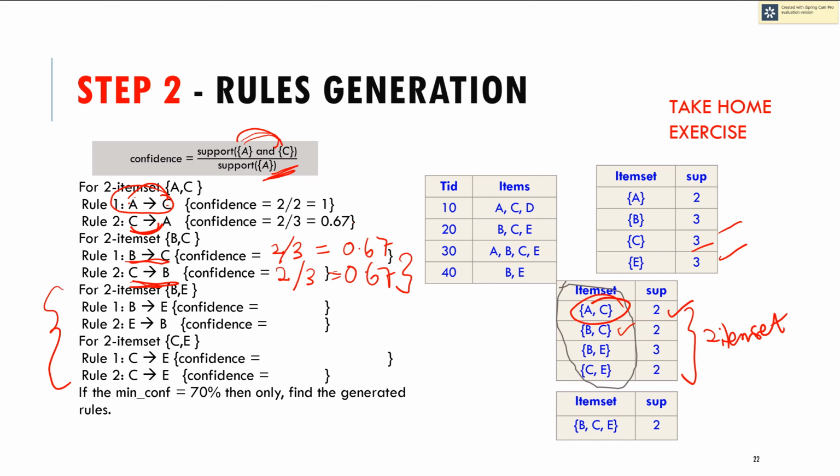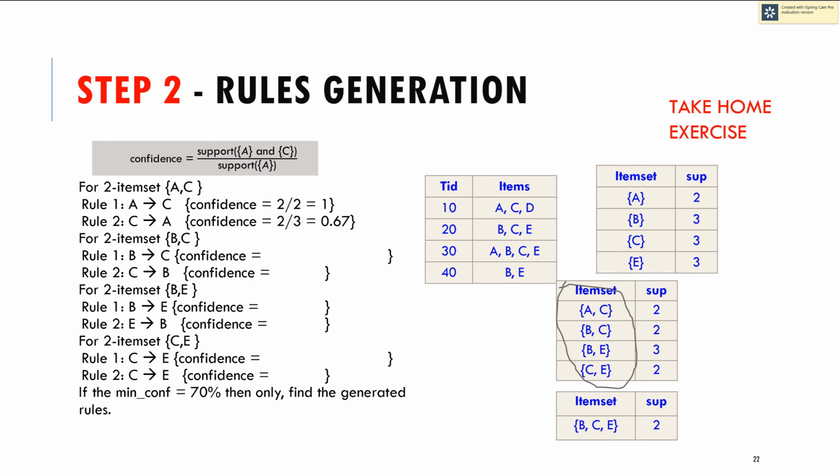Use this up till here, and if the minimum confidence is equal to 70%, then only you are going to find the generated rule, or you are going to say that the rule is important. So for example here, this is not important, this is not important, and this is not important. This is the one that is very important. The association is very important. Why? Because we have said that the minimum confidence that we are going to take a look at is an association rule with more than 70% confidence.